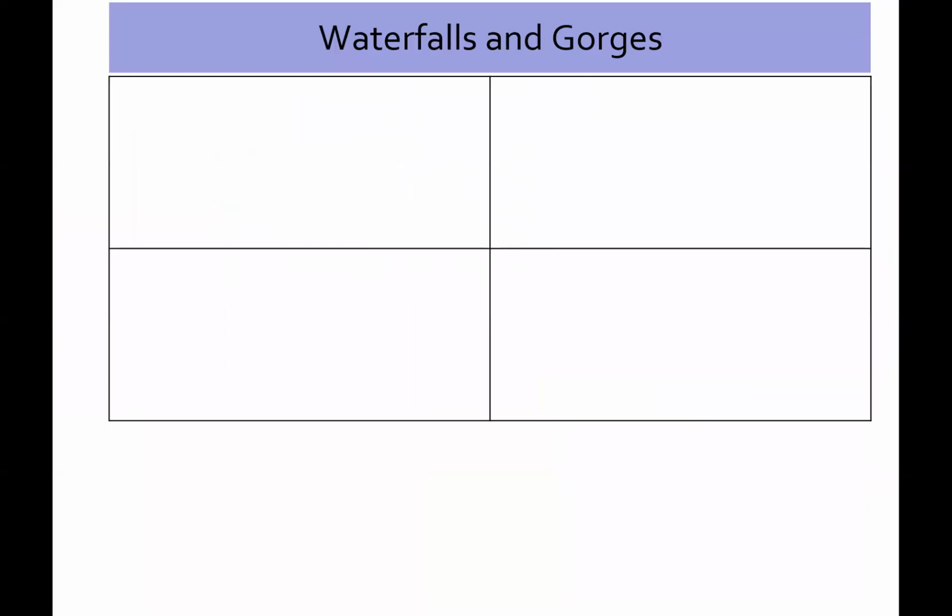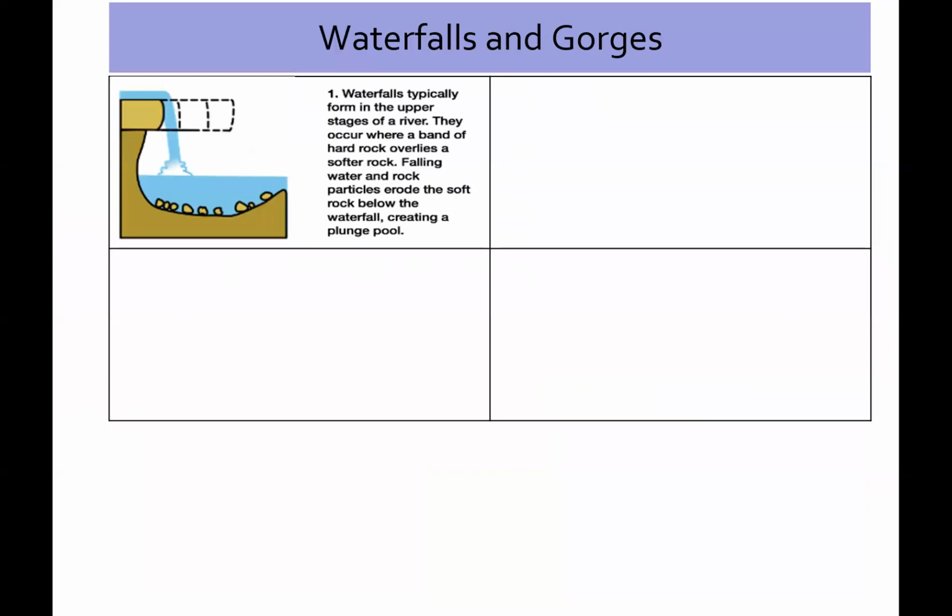So we're going to draw some diagrams and write some explanations about how these landforms are actually created. So step 1. You can draw this diagram in pencil and you can do your written explanation in pen. So they form in the upper course of the river, remember, where you've got erosion, where your hard rock overlies your softer rock. Falling water and rock erode the rock below the waterfall, creating that plunge pool, that deeper section.